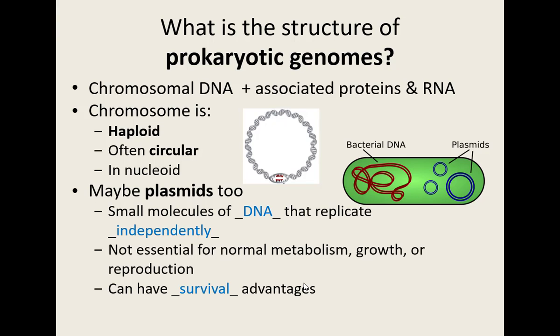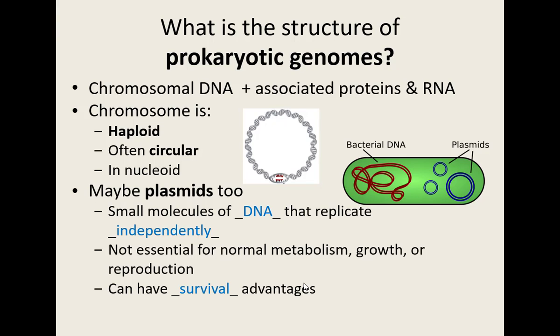Our chromosomes are also found in a nucleus because we have a nucleus. Prokaryotes, bacteria, don't have a nucleus. That's way too advanced of an organelle for them. So it's found in just what's known as the nucleoid region. So it's just an area where all the DNA is condensed.